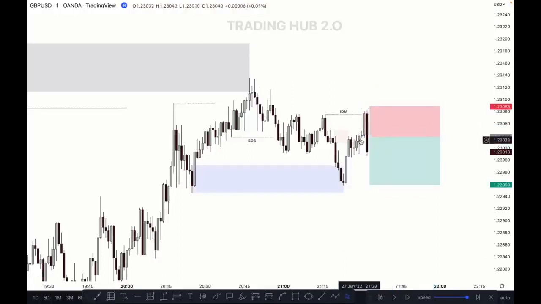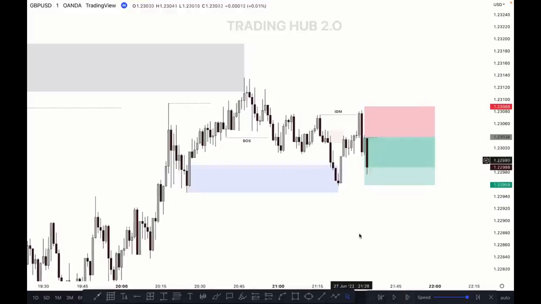Okay, so if price pushes upside to mitigate this order block, then we can sell here, and our stop loss is here. If the market hits our stop loss, this will be fair. Okay, why? Because we follow our rules. Okay, so let's see what happened here next. Market mitigates.